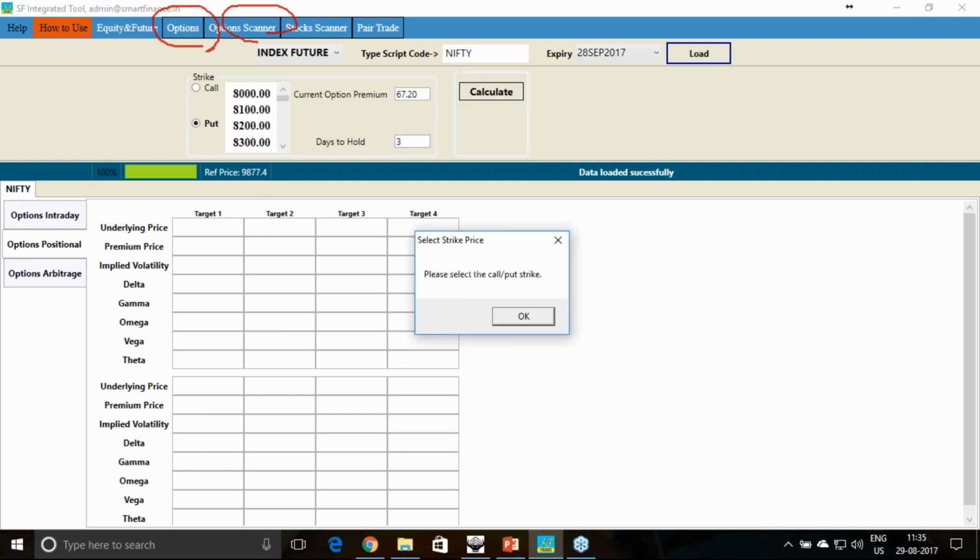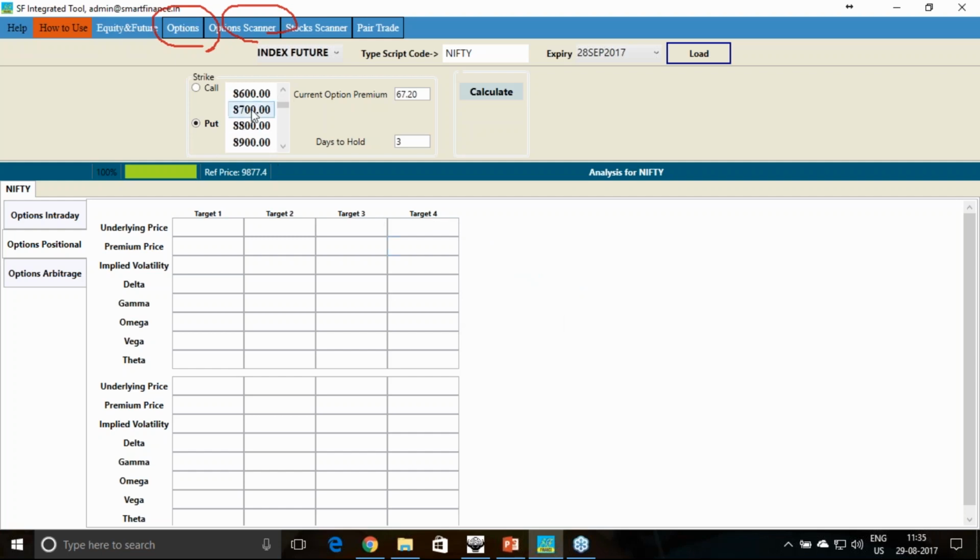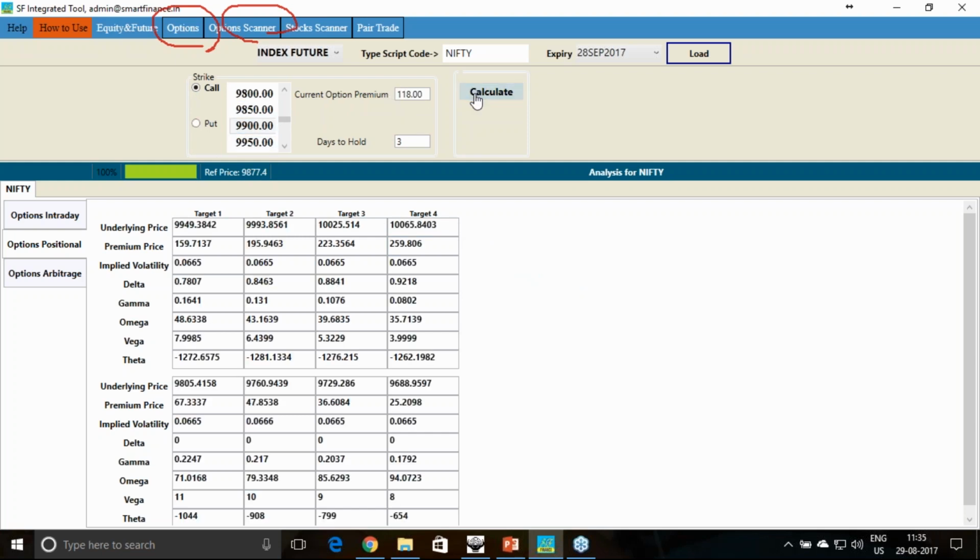Say for 3 days I am going to see the levels. For the 3 days period, I am going to buy a specific strike call option. Currently we are at 9877. Say I am just going for the 9900 call option to buy. I'll select the 9900 call option. It is 118 rupees now. I'll just hit calculate.